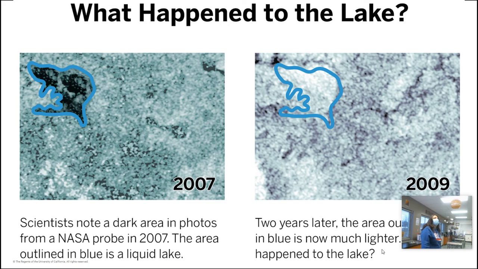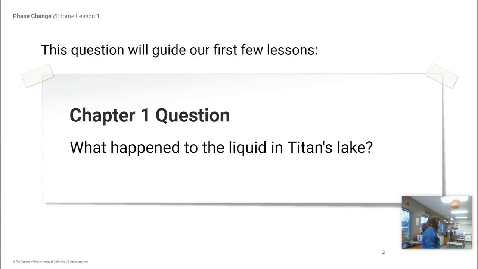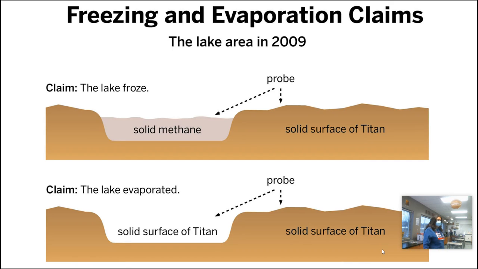So we're trying to figure out what happened to the liquid in Titan's lake. Okay, so what happened to it? Did it disappear? Did it go away? Did it absorb into the ground? What happened to the liquid? And we narrowed it down to two claims. Either the lake froze or the lake evaporated.